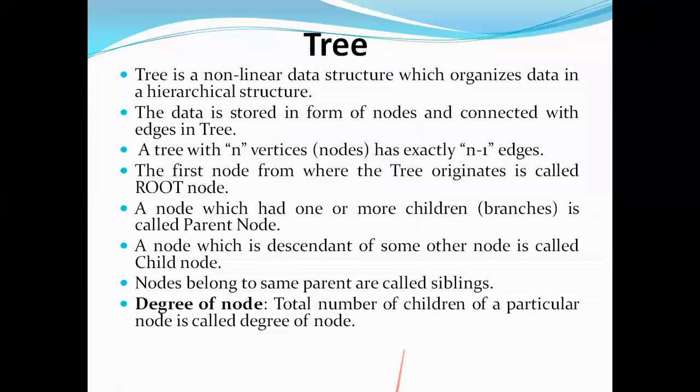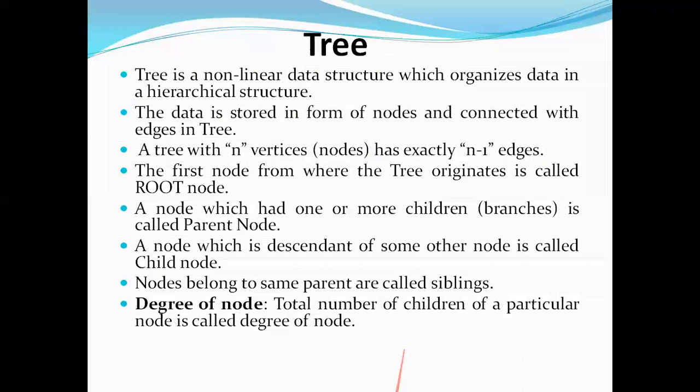Tree is a non-linear data structure which organizes data in hierarchical order. Hierarchical means one is the parent, next is the child, again that child has a further child, and again that child has a further child. The data is stored in the form of nodes and connected with edges in a tree. So all the nodes in the tree are connected together with the help of edges. A tree with n vertices has exactly n minus one edges. If there is a tree having five nodes, then those five nodes are attached together with four edges.